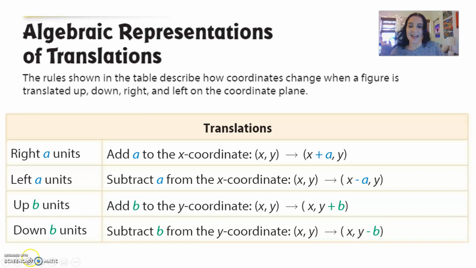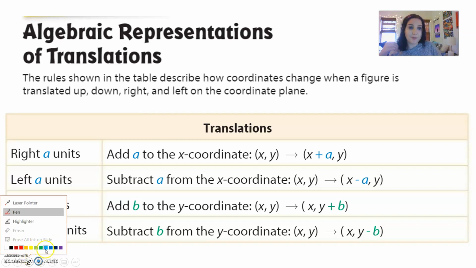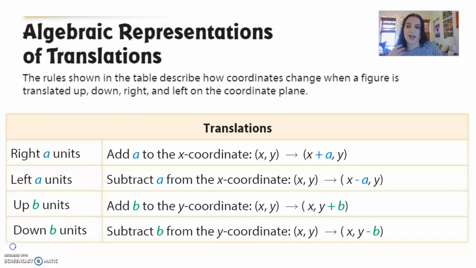Hello everyone. Today we're going to look at algebraic representations of translations as well as our geometric representation. So before we look at an example, I just want to show you this table. The rules shown in the table describe how coordinates change when a figure is translated up, down, right, and left on the coordinate plane. While we can take a figure and have the pre-image, move it around, and then have an image, we can also look at how the coordinates change, so the ordered pairs x, y.